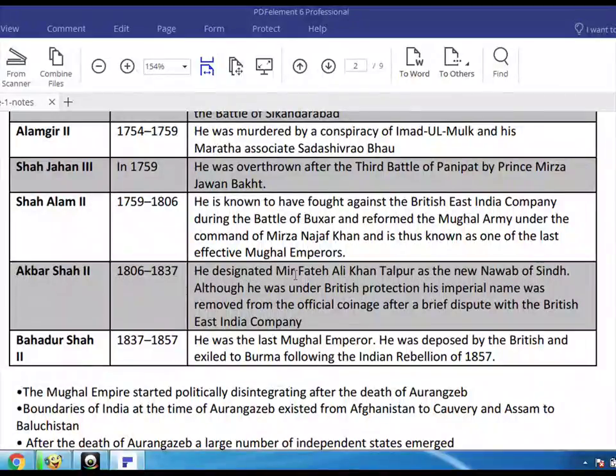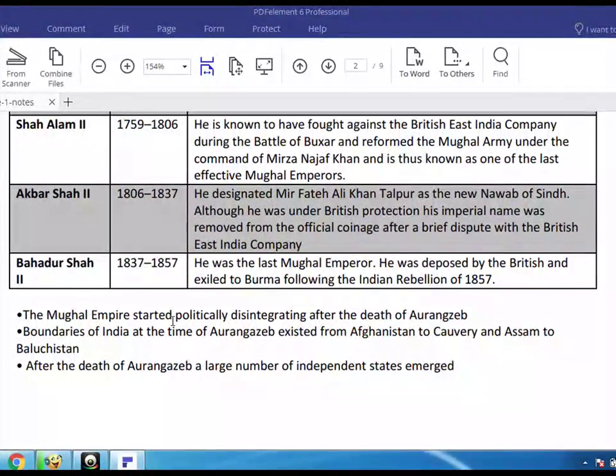Akbar Shah II, 1806-1837. He designated Mir Fateh Ali Khan Talpur as the new Nawab of Sindh. Although he was under British protection, his imperial name was removed from the official coinage after a brief dispute with the British East India Company. Bahadur Shah II, 1837-1857. He was the last Mughal emperor. He was deposed by the British and exiled to Burma following the Indian Rebellion of 1857.